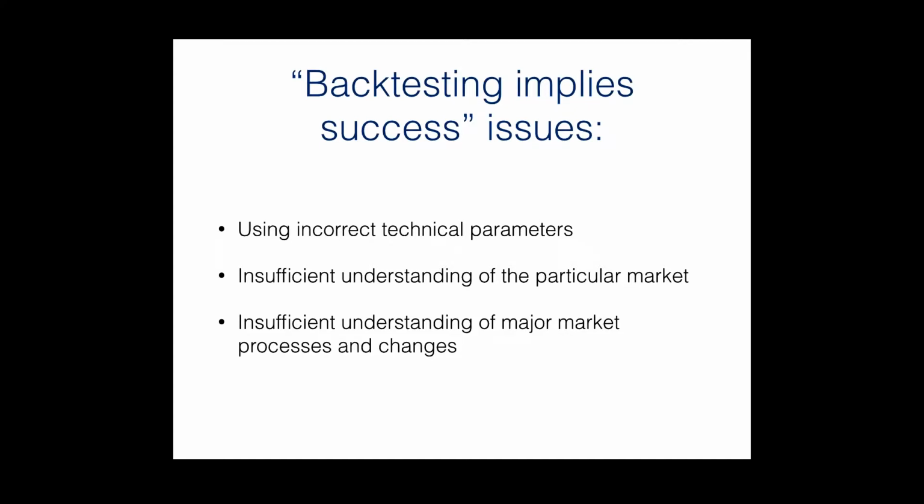Let's start with a positive fallacy, which is so popular among systematic traders that if we can see a good backtesting result, then the strategy will definitely make money in real life. There are three main reasons why this implication may not work. First, the backtesting might be done with wrong assumptions about the technical issues associated with the particular market and the instrument. Second, it might disregard certain requirements which make the test statistically insignificant. Remember that systematic trading is all about statistics. And third, it may suffer from insufficient understanding of the market processes and major changes in markets.